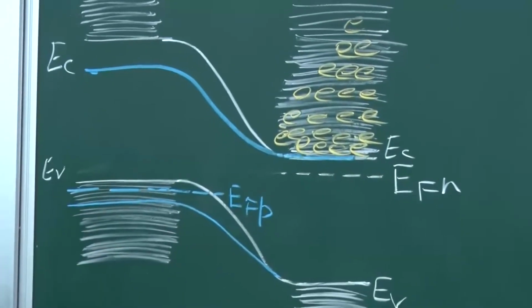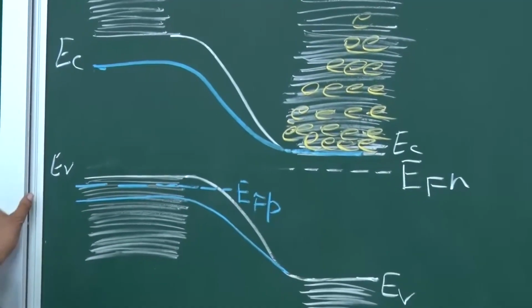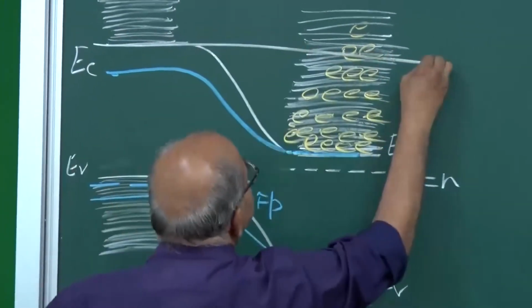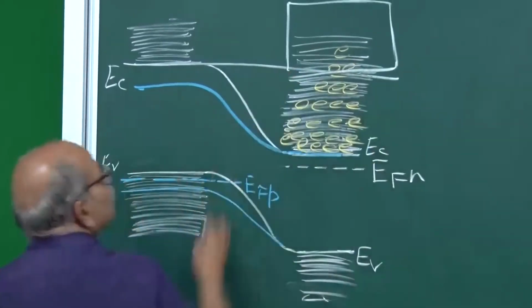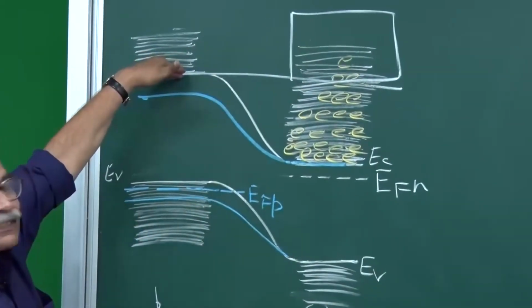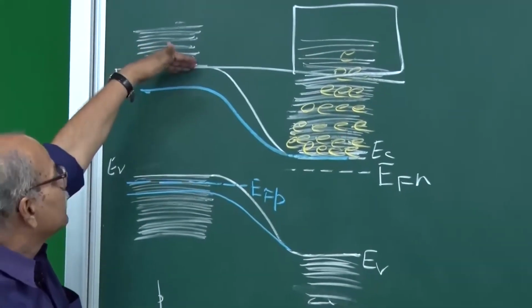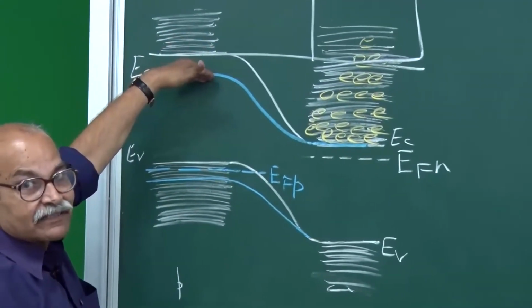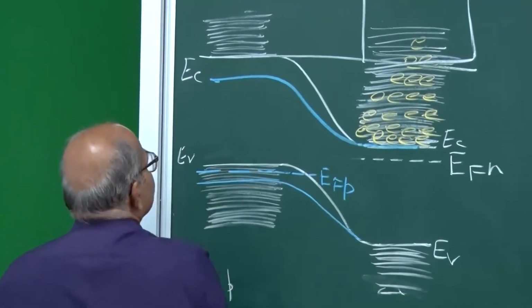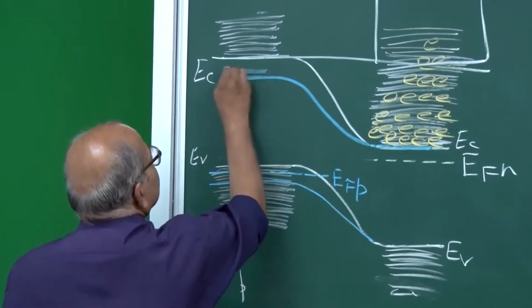So earlier, which electrons were able to diffuse? Earlier these electrons were able to diffuse, which had energies more than this energy EC there. But now the EC is shifted here. Now you have quantum states which start right from here.